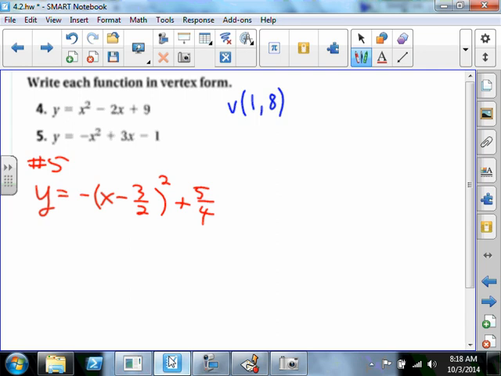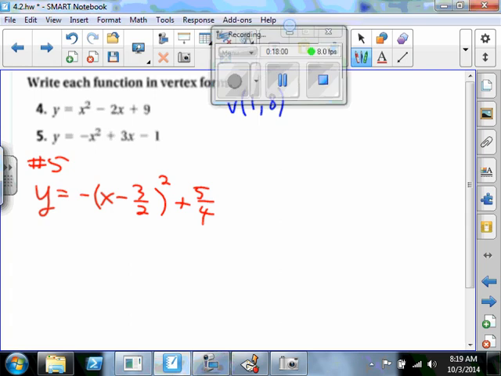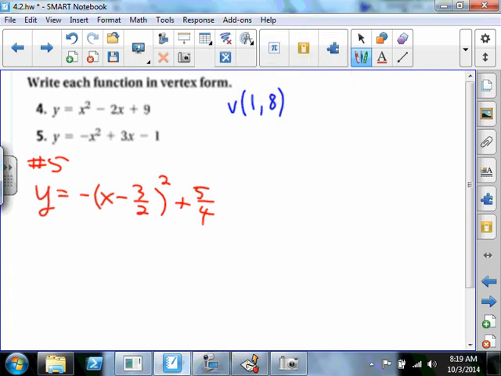Do we have to do what? You had to find the vertex because it says put it in vertex form. So we found our vertex, and so number 4, what you should have had is y equals x minus 1, the quantity squared, plus 8. Did anybody have that for number 4?